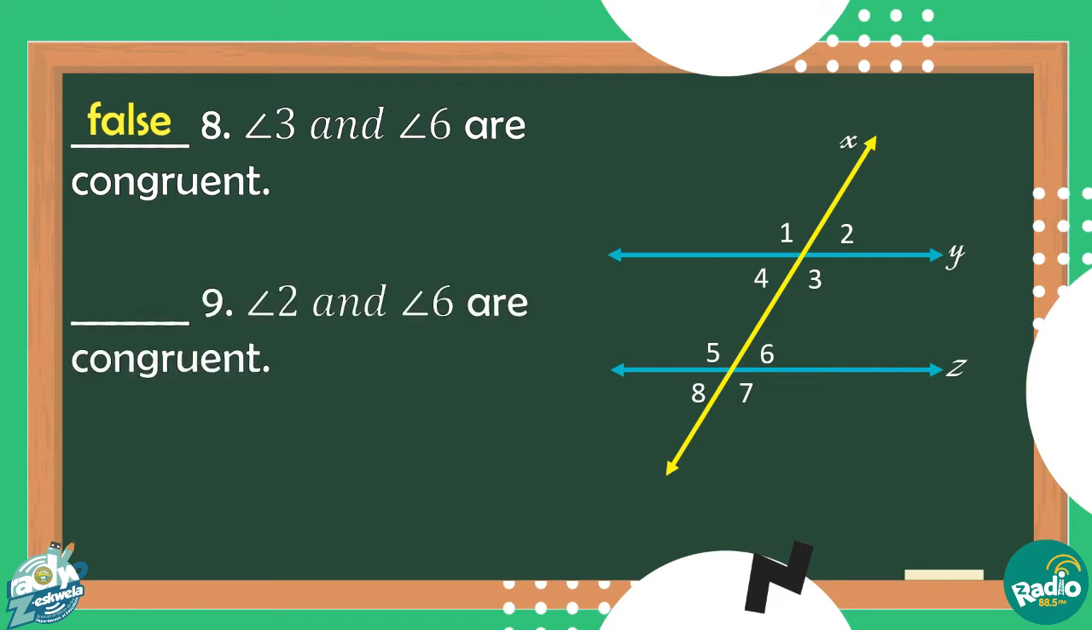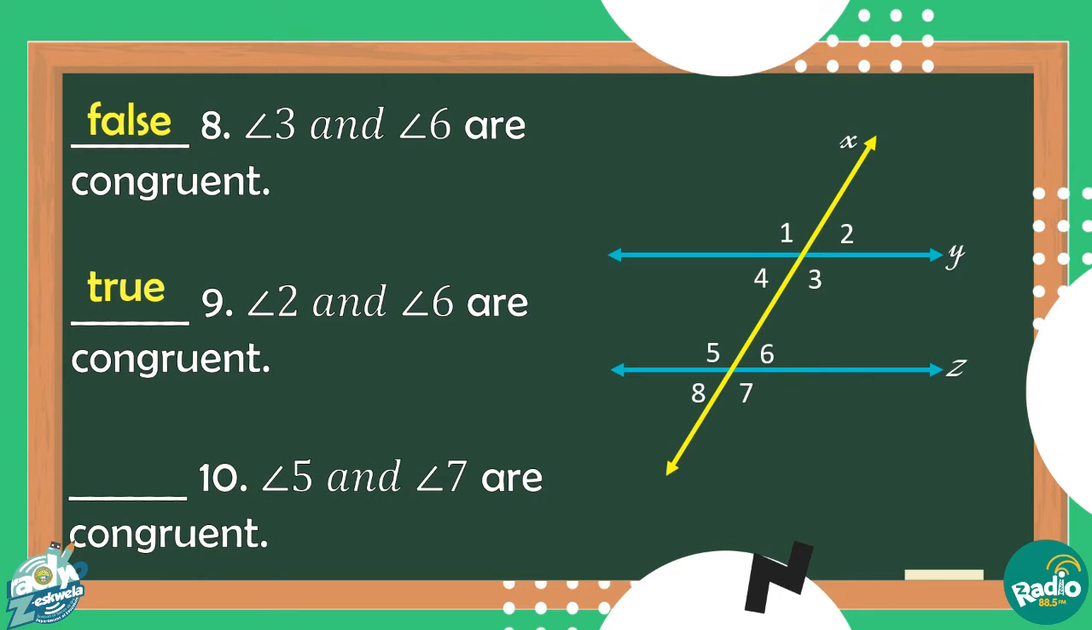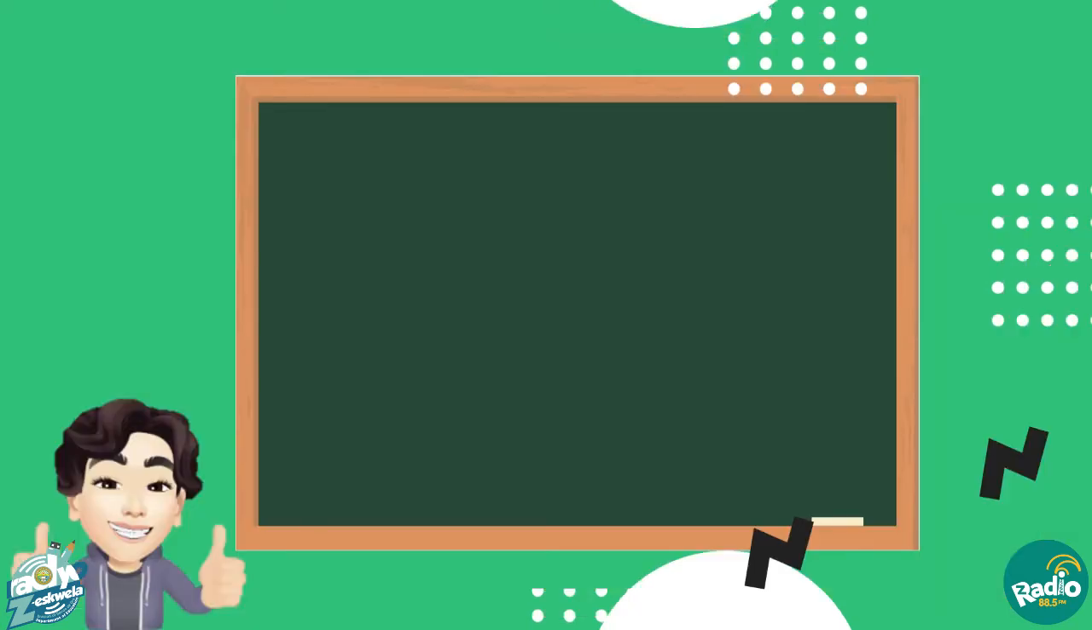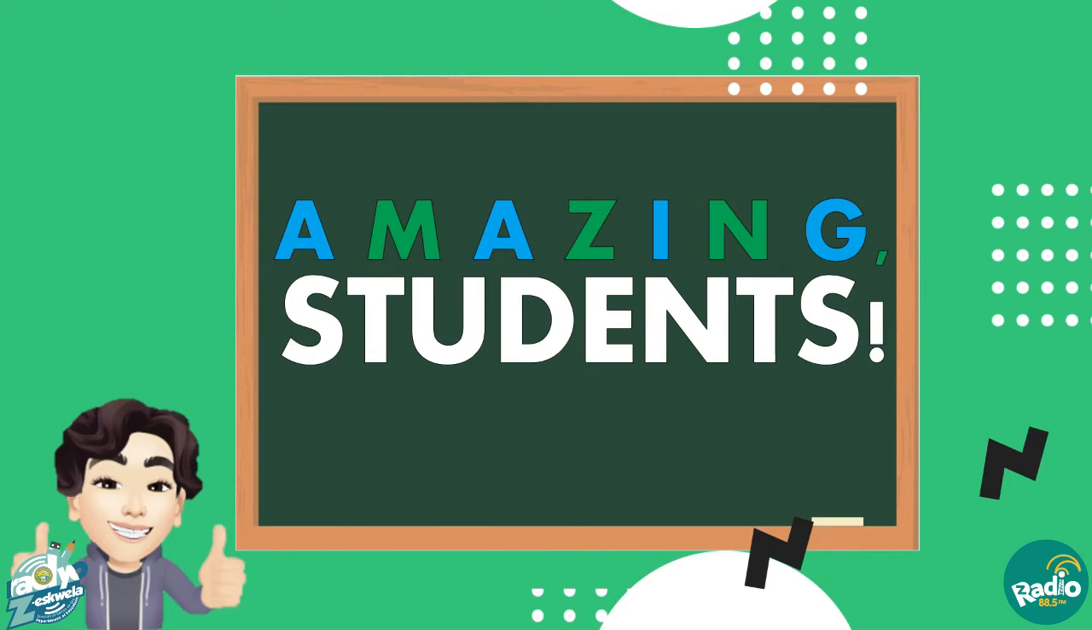Number 9, angle 2 and angle 6 are congruent. Is it true or false? Great, that's true. And last item, angle 5 and angle 7 are congruent. Is it true or false? Yes, that's true. Amazing, students! Great job! I know you got a perfect score.